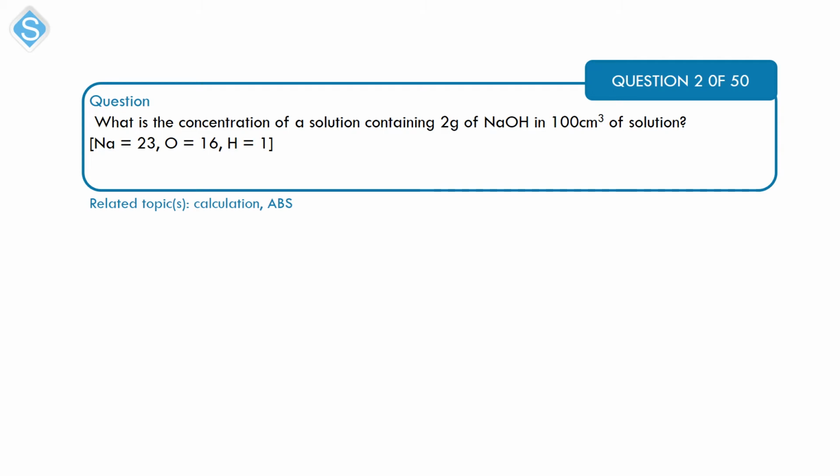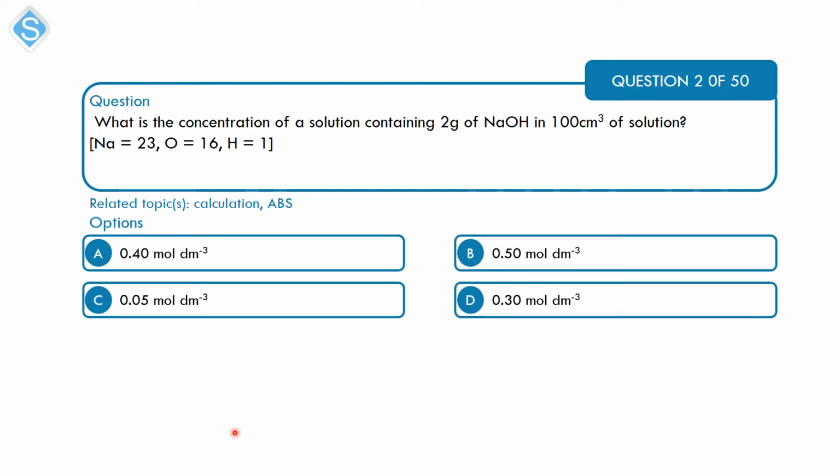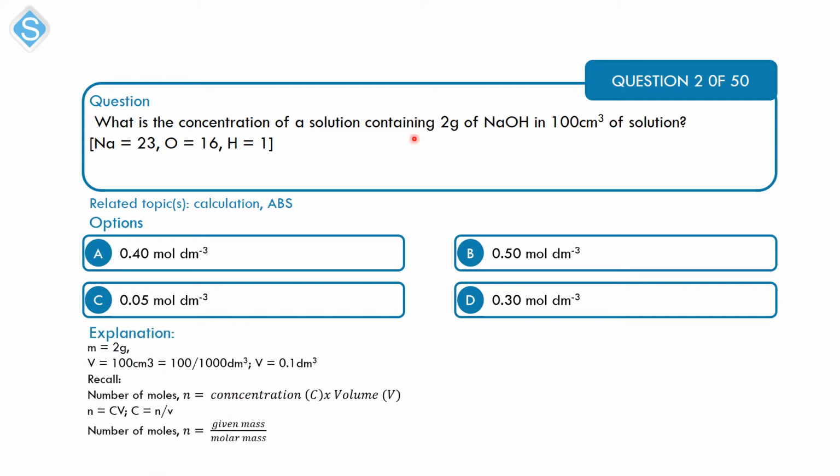What is the concentration of a solution containing 2 grams of sodium hydroxide in 100 cm³ of solution? A, 0.40 mole per dm³; B, 0.5 mole per dm³; C, 0.05 mole per dm³; and D, 0.30 mole per dm³. The given mass of the sodium hydroxide here is 2 grams, and the volume is 100 cm³. The options are in per dm³, so you need to convert the 100 cm³ to dm³, which is done by dividing by 1000. So 100 divided by 1000 is 0.01 dm³.